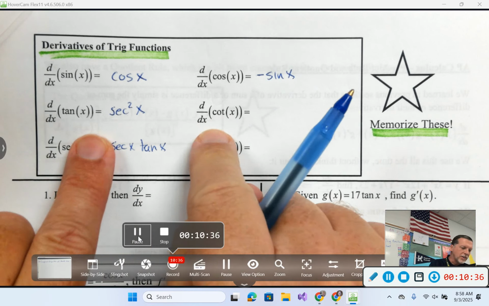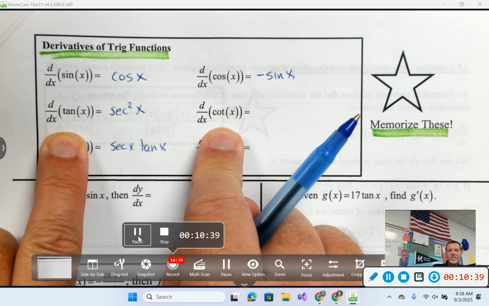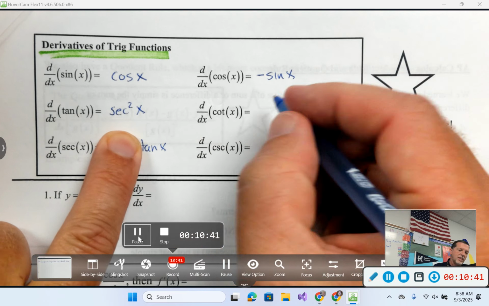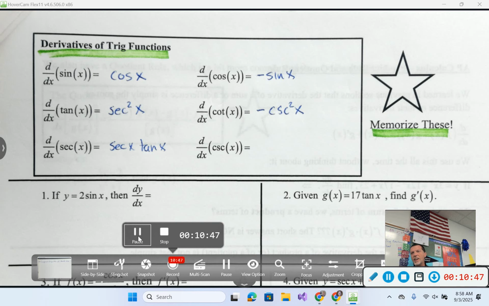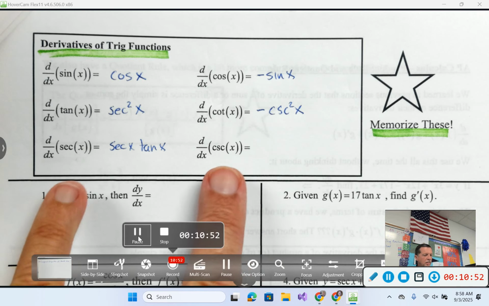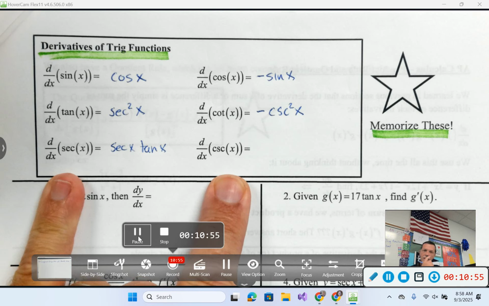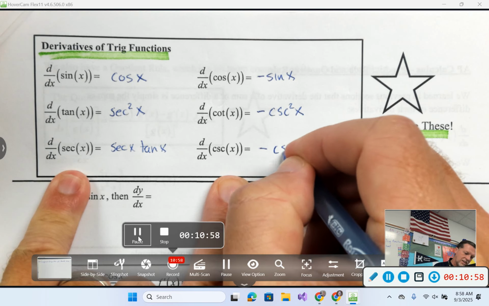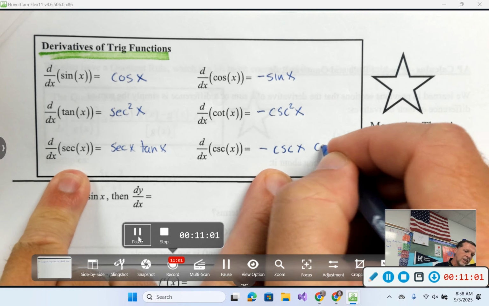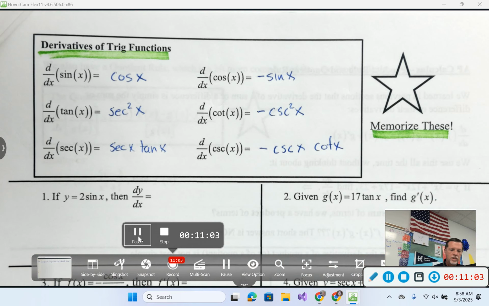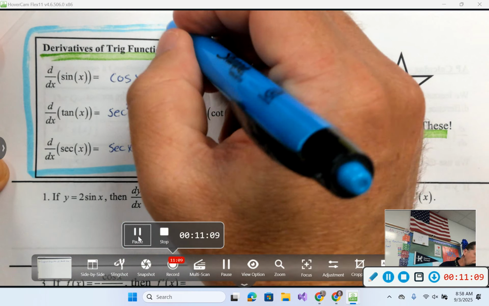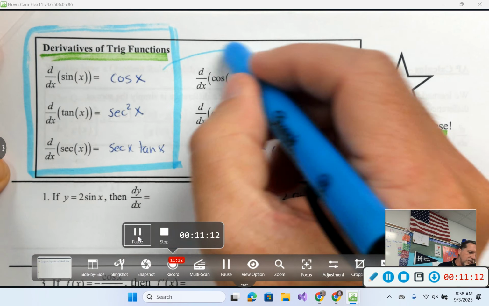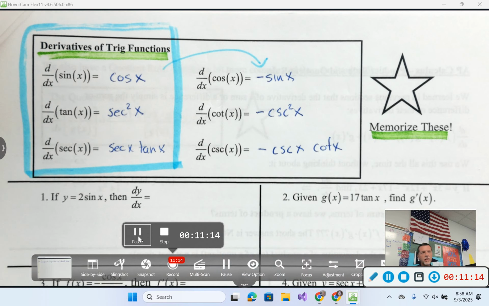Following that pattern, anyone want to guess what the derivative of cotangent is? Negative cosecant squared. Change the sign and flip the co or not co. So what do we think the derivative of cosecant is? Yep, negative cosecant cotangent. So yes, it's 6 things you have to know, but I'm going to box the first 3 because you can figure out the second 3.